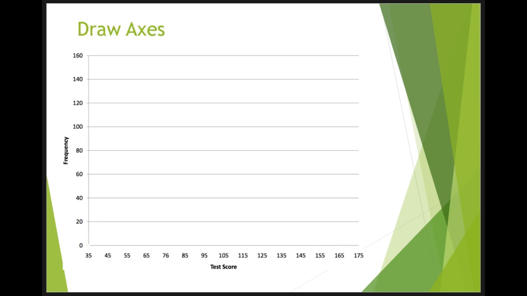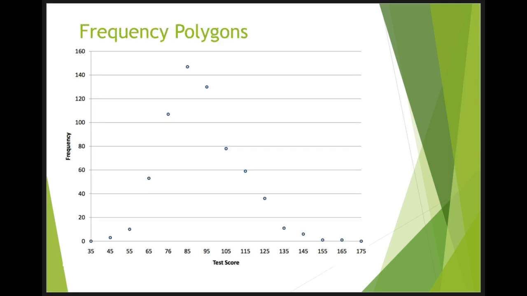Draw the y-axis to indicate the frequency of each class. Next, we are going to use the data from the frequency table to place a point in the middle of each class interval at the height corresponding to its class frequency. The graph does not show the upper or lower limits of the intervals.